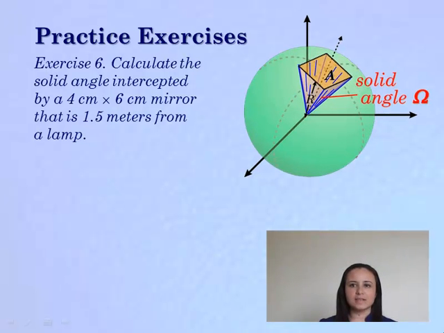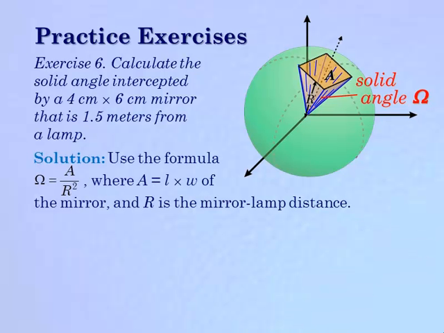Exercise 6 asks us to calculate the solid angle intercepted by a 4 centimeter by 6 centimeter mirror that is 1.5 meters from a lamp. So this is pretty much like the eye problem we had in the text. So here we have the formula omega, the solid angle, equals A over r squared, where A equals length times width of the mirror in order to calculate the area of that mirror, and r is how far away the mirror is from the lamp.